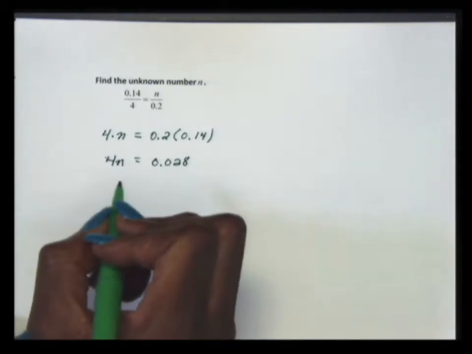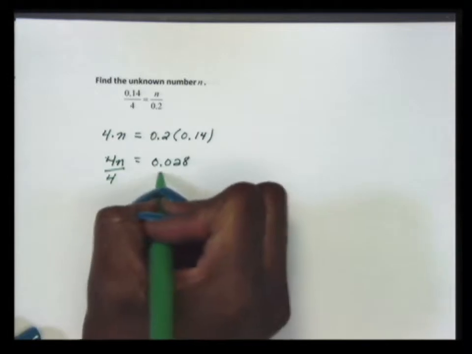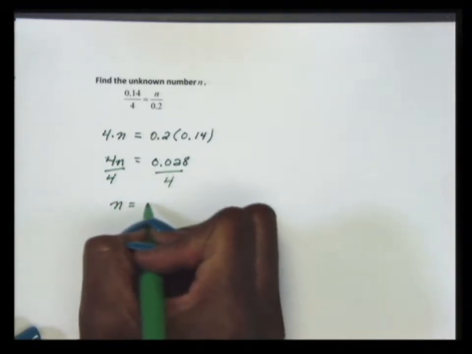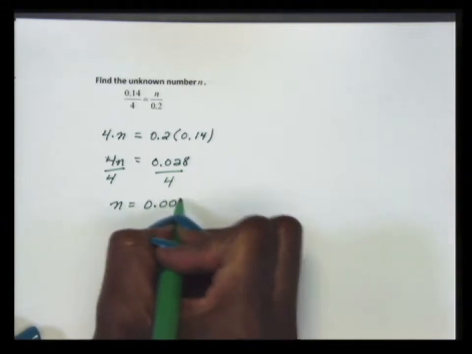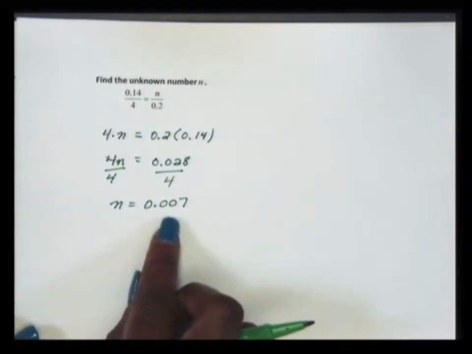Next, we'll divide by the number multiplied to n. So we'll divide both sides by 4. That will tell us that n is equal to 0.007. So our unknown number is the 0.007.